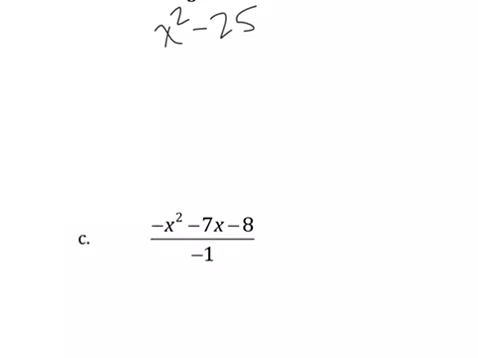I have a negative 1x squared divided by negative 1. That's going to result in a positive x squared. And then I'm going to have negative 7 divided by negative 1. Negative divided by negative is a positive, so I'll have positive 7x. Notice I bring the x and the exponents they have at the top with, because there is no x on the bottom. Then I've got negative 8 divided by negative 1. Negative divided by negative is a positive. No variables to worry about, so I've got x squared plus 7x plus 8 for letter C.